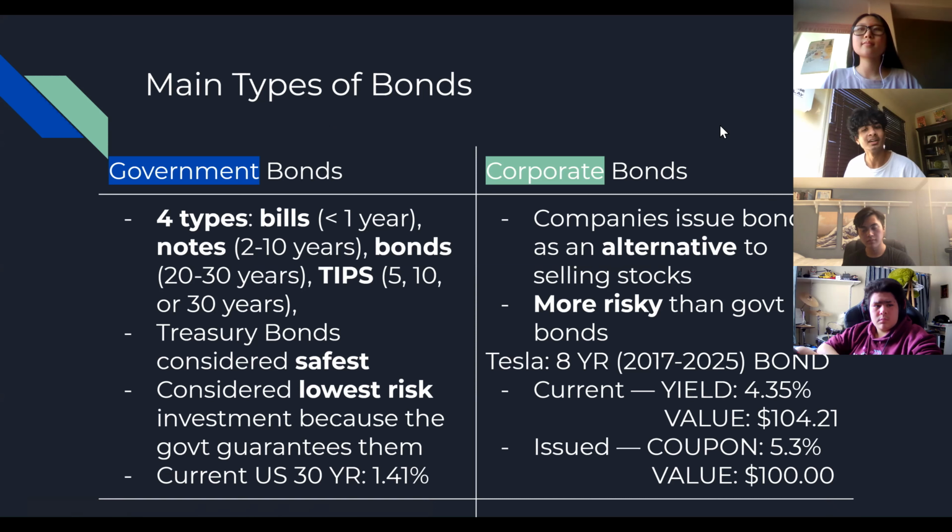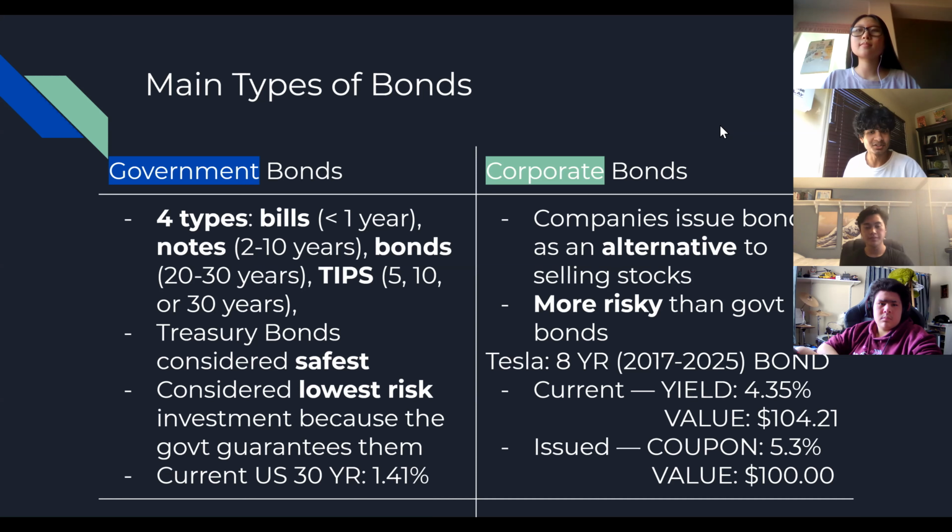So let's take a look at a Tesla bond. This Tesla bond was issued in 2017 and has a maturity date in 2025, as you can tell. When it was issued, it had a value of $100, which is pretty normal. And the coupon rate was 5.3%, which, as you can see, is about 4 to 5 times higher than the US Treasury yield is right now.